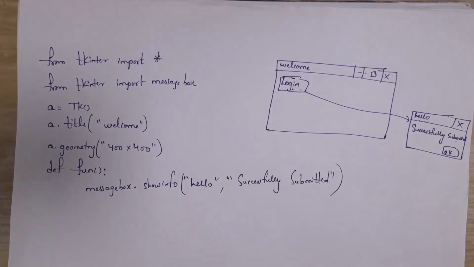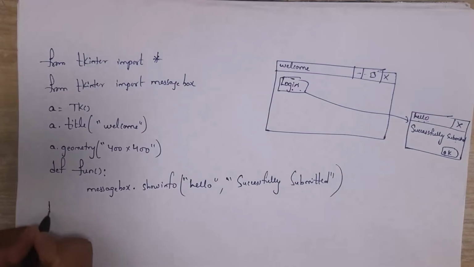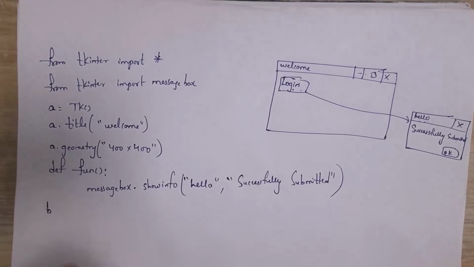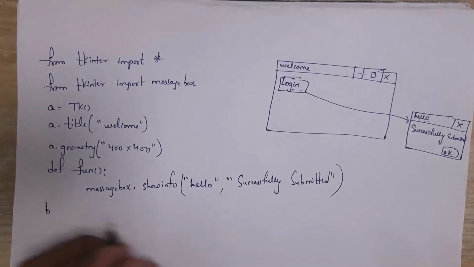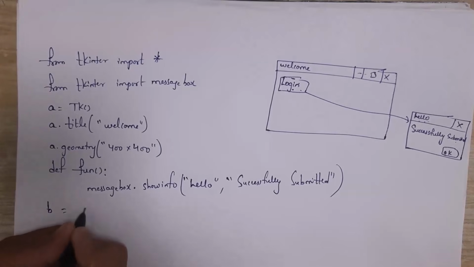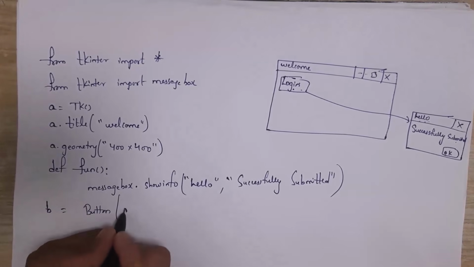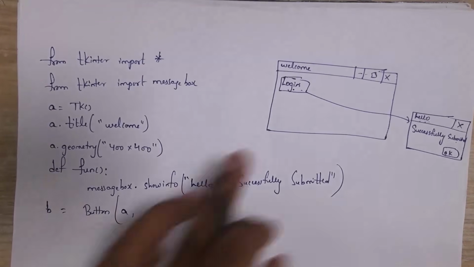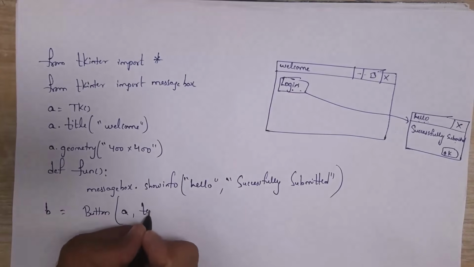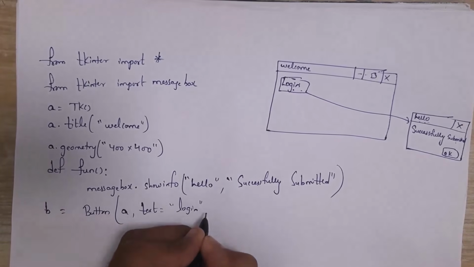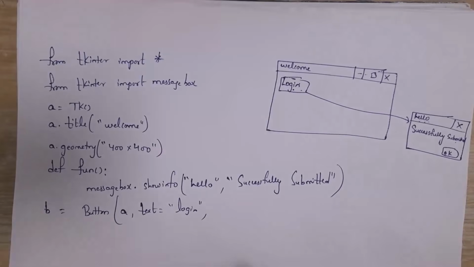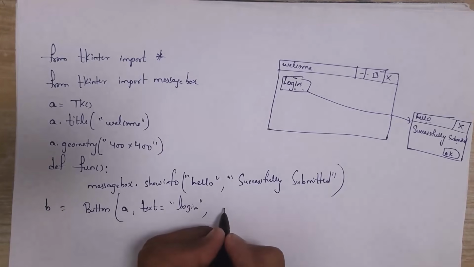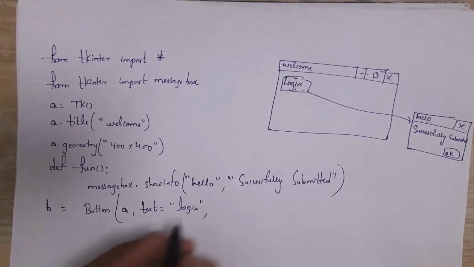Now I will create login button. I am taking variable name as b, you can take any variable name. I am creating button. b equal to Button, and I am writing here a comma, I am giving this button name as login. So just write text equal to login, quotations close, comma, and I am giving command. Command is nothing but here you need to give function name.